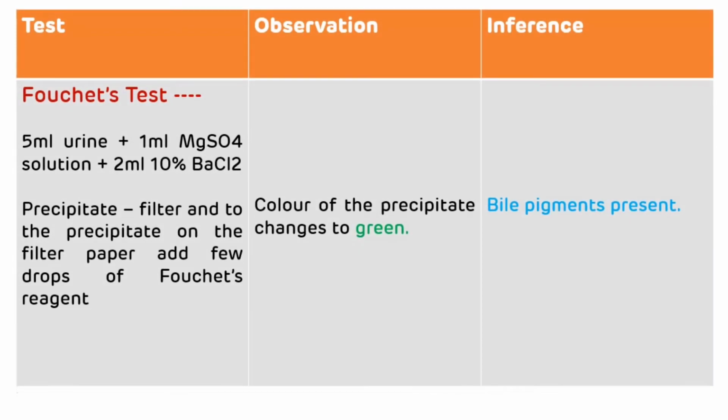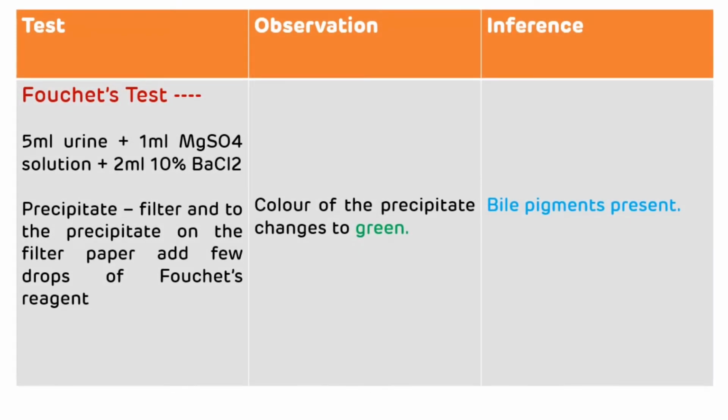Now test for the bile pigment. Bile pigments are bilirubin and biliverdin. Bilirubin is the end product of heme catabolism, and if there is an increase in the concentration of bilirubin, then it leads to jaundice. It is a yellow color pigment. The test for the detection of bile pigment is Fouchet's test.